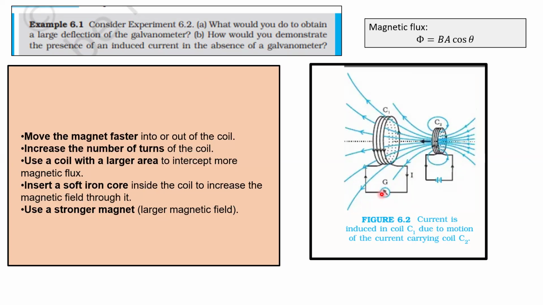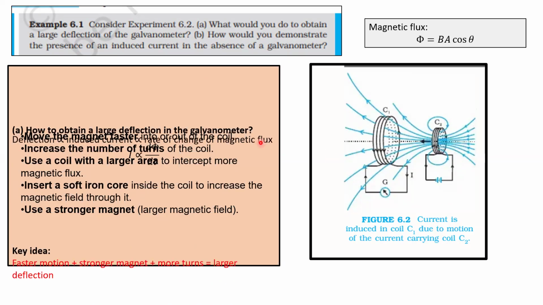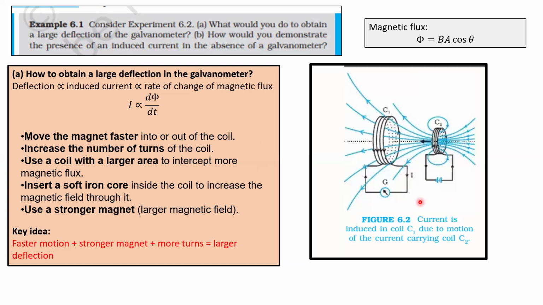Maximum deflection in the galvanometer is the same as maximum current, because the galvanometer is used to detect the presence of current, right? Now, according to Faraday's law, E is proportional to dΦ/dt. Induced EMF is proportional to dΦ/dt. Now, E = IR, so I is also proportional to dΦ/dt. To get maximum current, the dΦ value should be more and the dt value should be less.